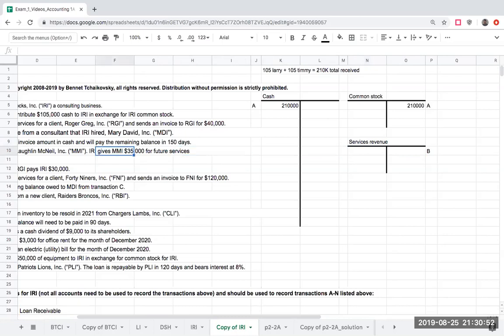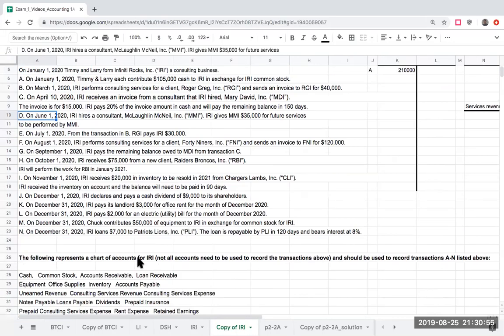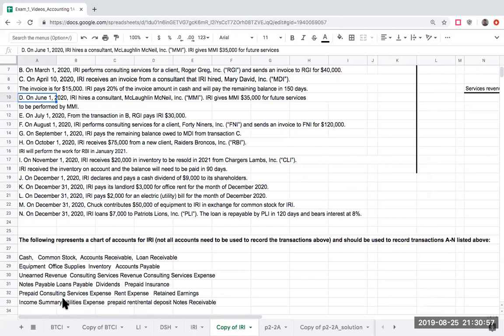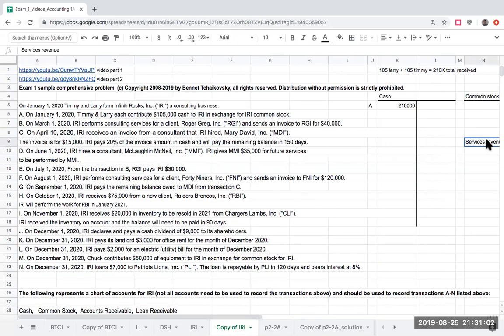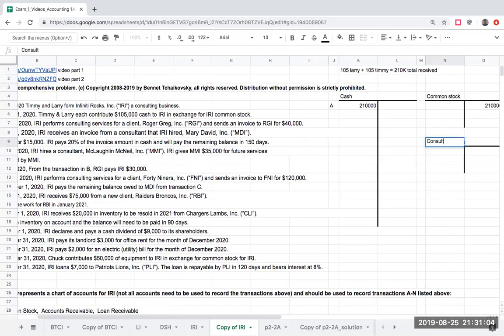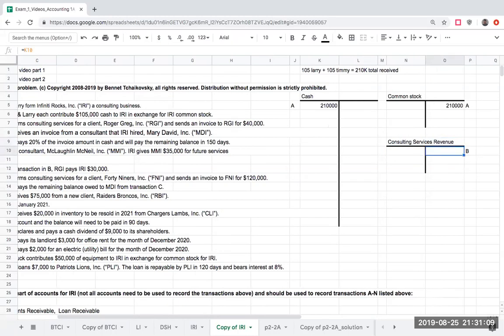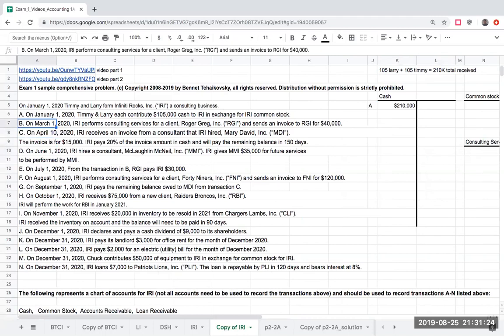And if I didn't know the account that I could use, they're going to be listed out down here and they will be put onto the T accounts. Or another way of putting this is consulting services revenue. Okay, so I'm going to credit consulting services revenue over here for $40,000. So does anybody have any questions on why I credited consulting services revenue for transaction B?